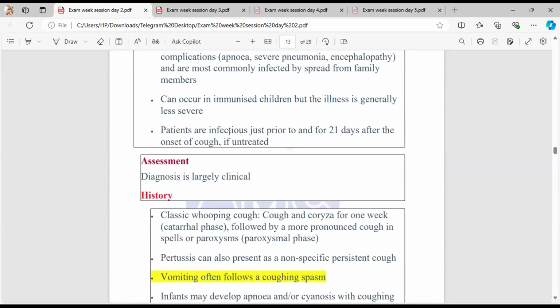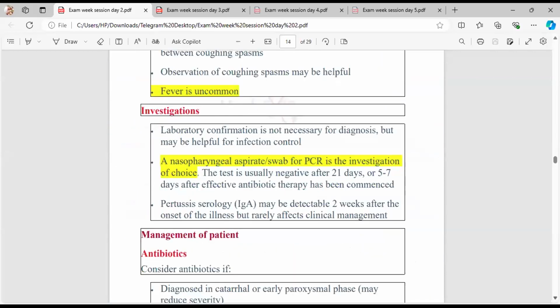Patients are infectious just prior to or for 21 days after the onset of cough. When the cough starts, for 21 days of cough, after 21 days of the cough, the patient will not be infectious. And then the patient can go to school. The school exclusion is only for 21 days, and your first day will be the first day of the cough. Or second, 5 days of the therapy. So these are the 2 points for the school exclusion.